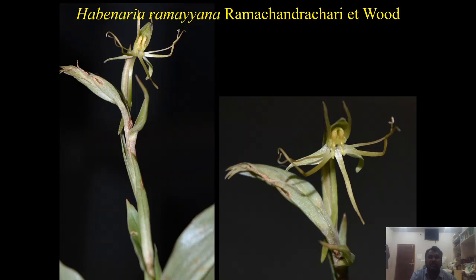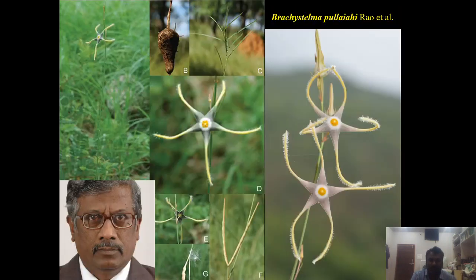You can see now this is Habenaria ramayana, named after Professor Ramaiah of the Osmania University Department of Botany by his own student Ramachandracharya, S.T. Ramachandracharya and J.J. Wood. Brachystelma pullayi, named by my teacher and myself. He is my professor, Professor T. Pullaiah.